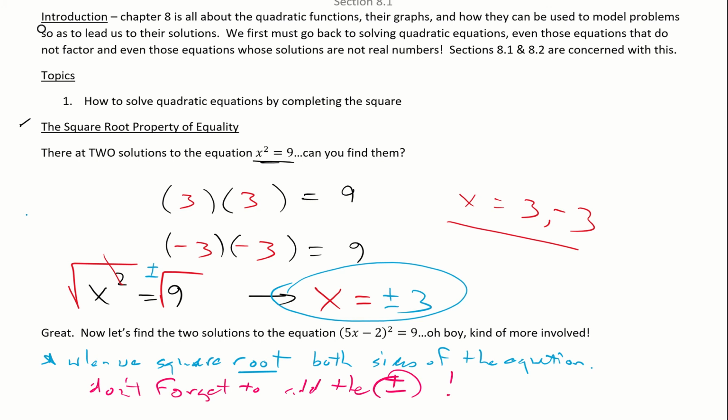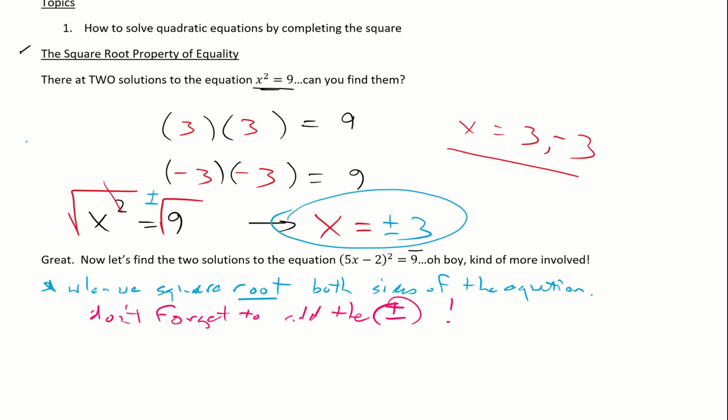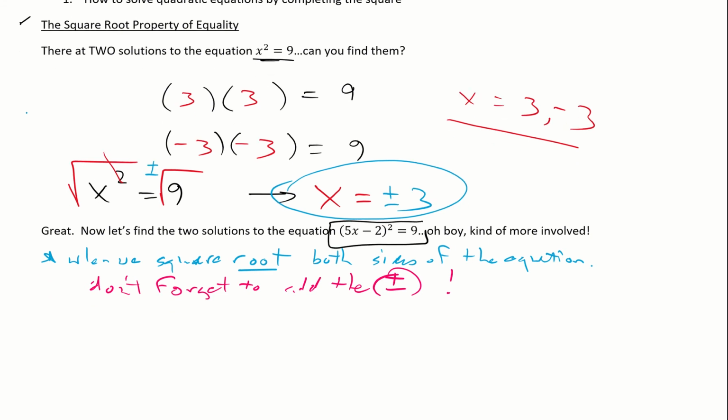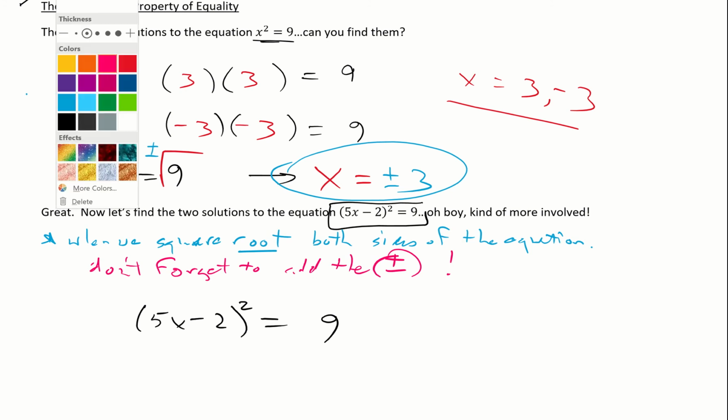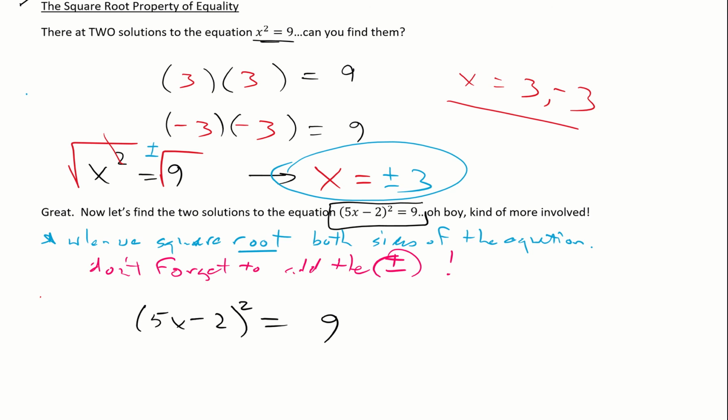Now I kind of cluttered this next example, but can you see it? Let's find 2 solutions to this equation. This looks involved, but it's not terrible. We have 5x minus 2 squared is equal to 9. So instead of just x squared, it's 5x minus 2 squared. But remember, what we found is that the thing inside there has to be plus or minus 3. We don't have to think so hard about this. What we can simply do is square root both sides, tack on my plus minus and cancel the square.